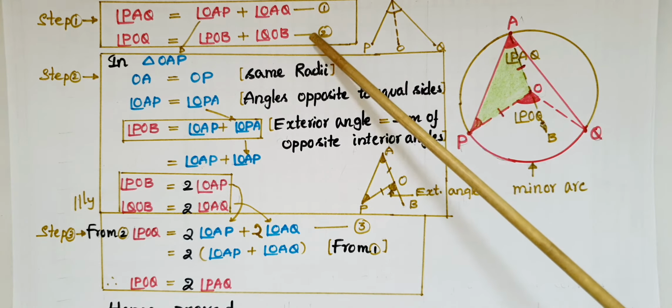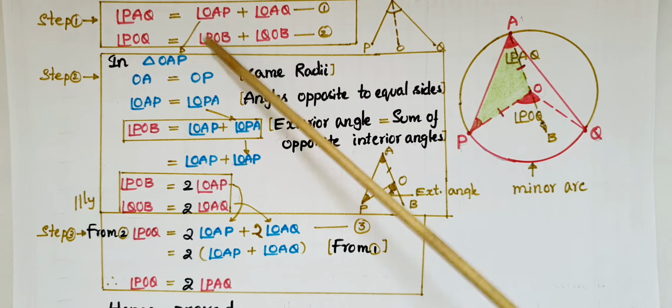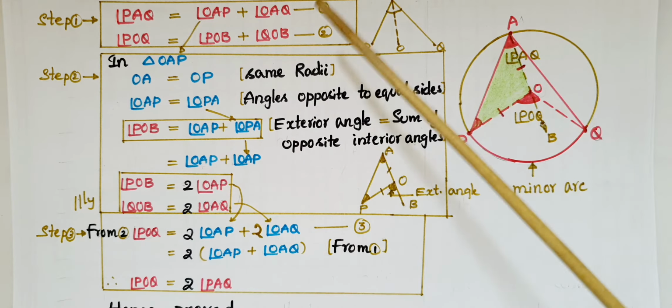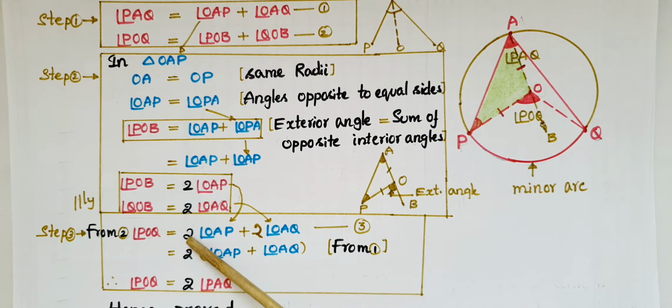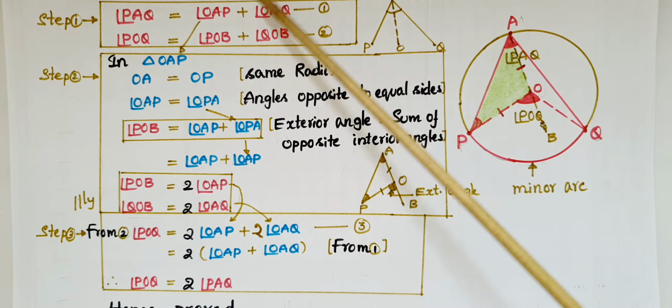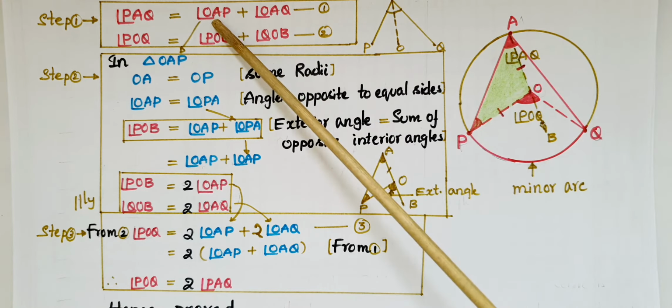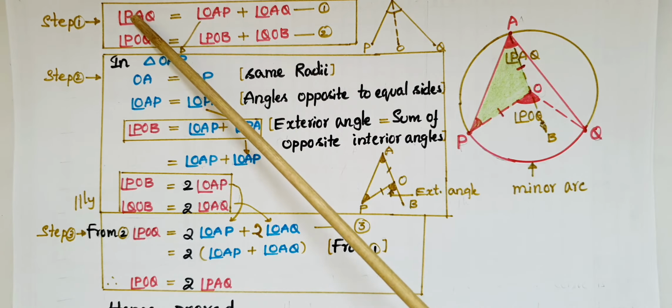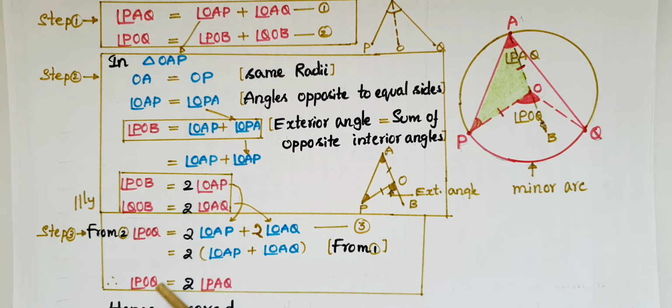Now take the second equation. In this equation angle POB and angle QOB are there. So angle POQ is equal to angle POB, which is twice of angle OAP, plus angle QOB, which is twice of angle OAQ. This is the third equation, and we can write this as 2 times angle OAP plus angle OAQ. See the first equation: angle OAP plus angle OAQ is equal to angle PAQ. Therefore angle POQ is equal to 2 times angle PAQ.